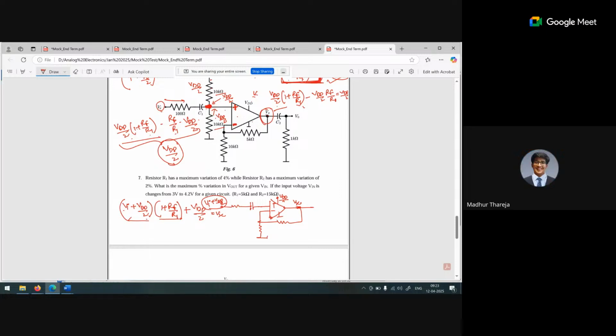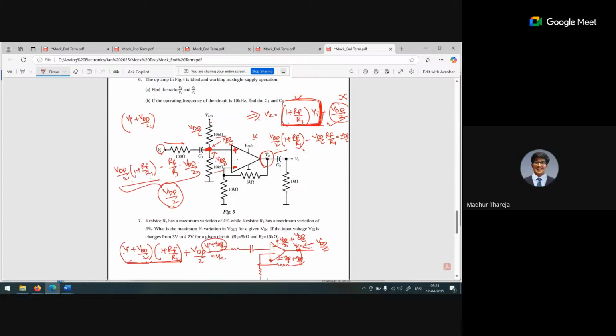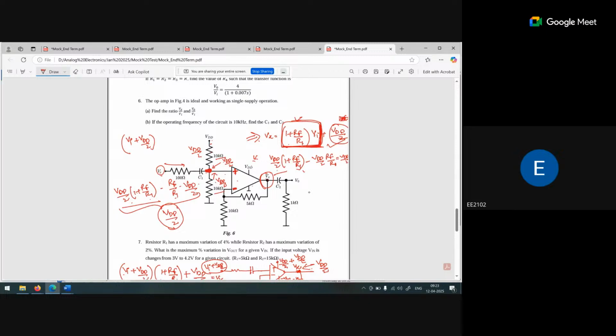Sir, I didn't understand why the VDD by 2 came in like an extra add-on. Because if it is VDD by 2 and VDD by 2 minus VDD by 2, we are getting Vx as Vi plus VDD by 2, times 1 plus RF by R1. Now, if we boost our supply voltage by VDD by 2, it will create an impact and boost up the output voltage also, similar to this case. Similar to this case.